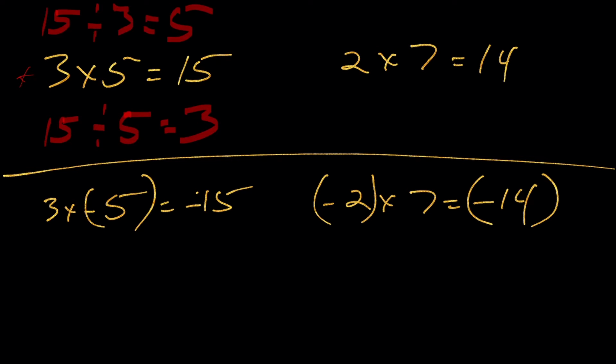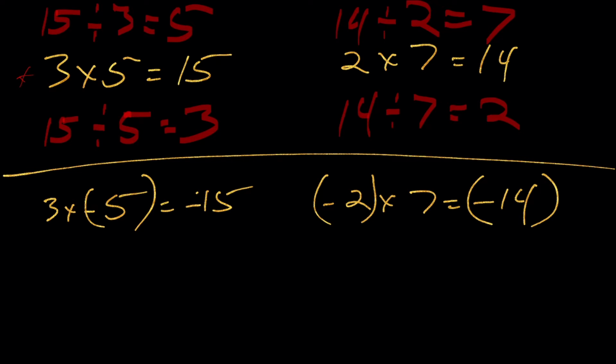Okay, same over here. I can go 14 divided by 2 is equal to 7, and 14 divided by 7 is equal to 2. We know this.